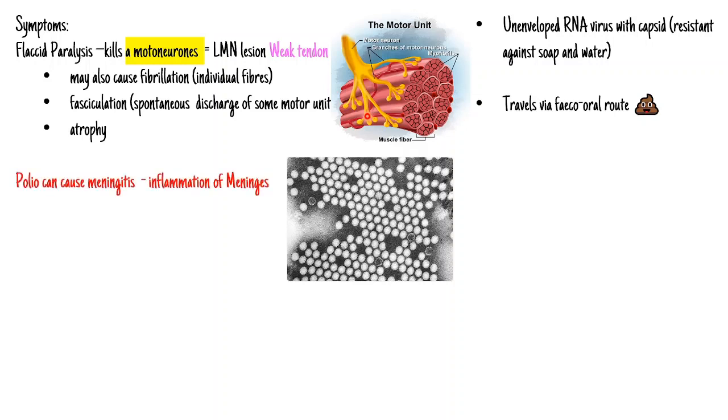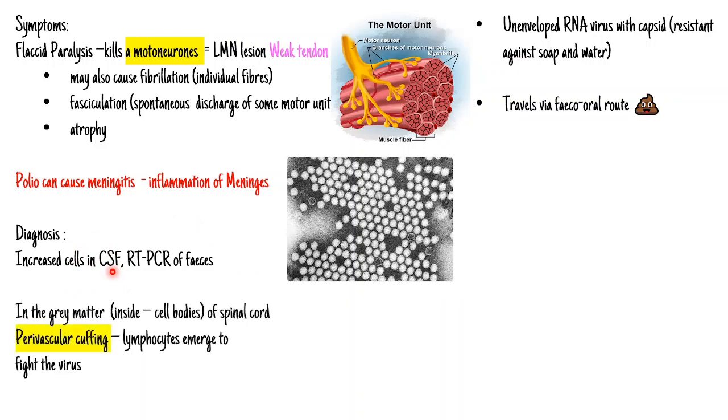Polio can also cause meningitis, which is inflammation of your meninges. Classical symptoms include a stiff neck, photophobia, and a non-blanching rash. Okay, I'm going to diagnose poliovirus with reverse transcription PCR of your faeces, where you'll be able to detect samples of the virus. You may also be able to see an increased number of white blood cells, lymphocytes, in your cerebrospinal fluid to fight off the virus.